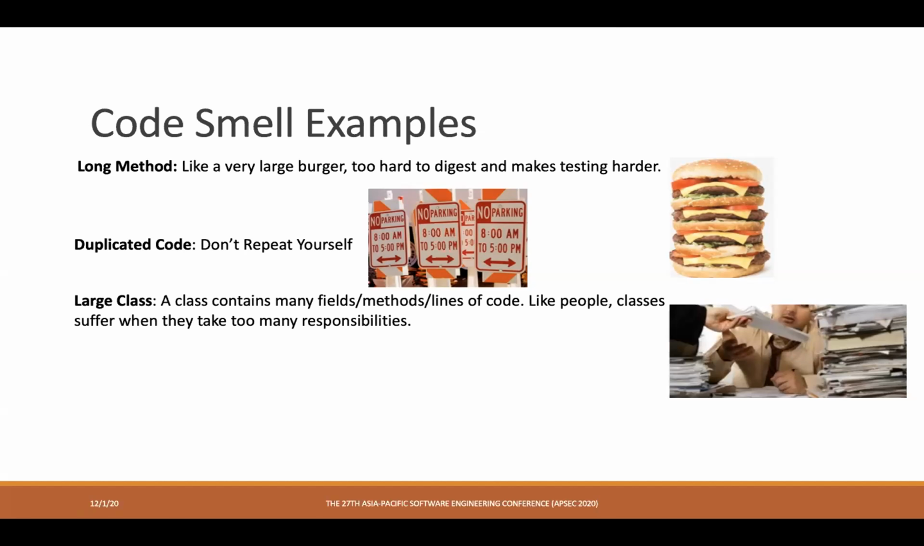Another type of code smell is called the large class. Large class contains many data fields, many functions, lots of lines of code. So just like the long method, if your class is very large, if it has lots of responsibilities, then it will be very difficult for you to manage it, and it will be a very complex class too.